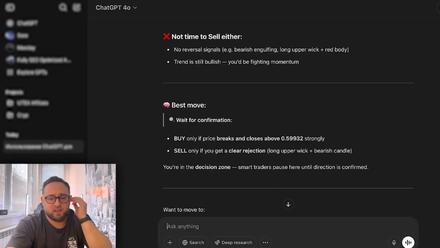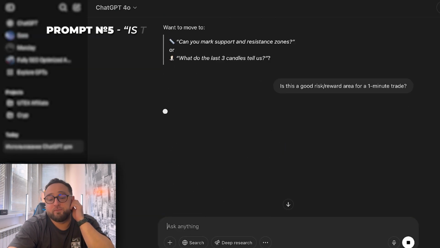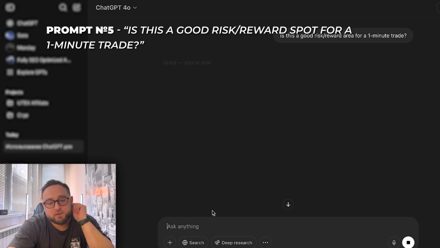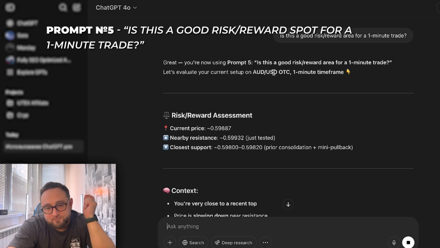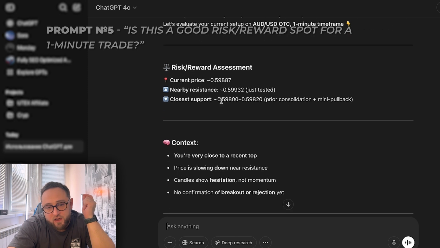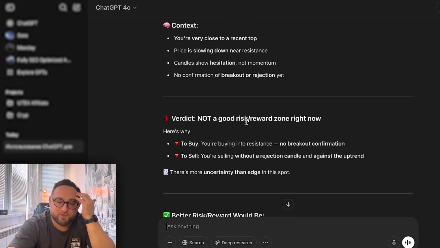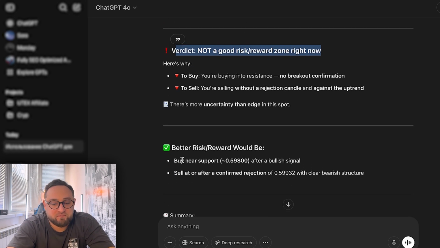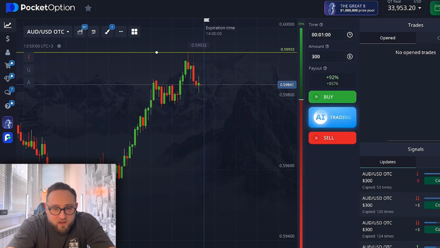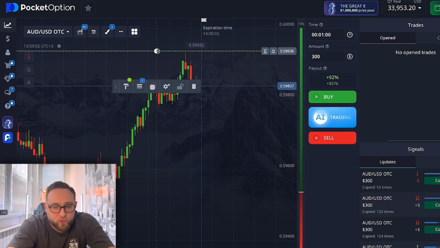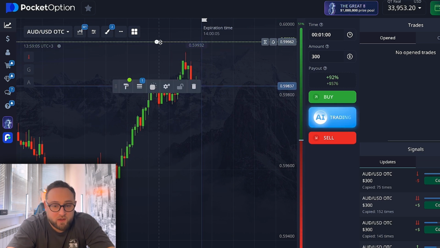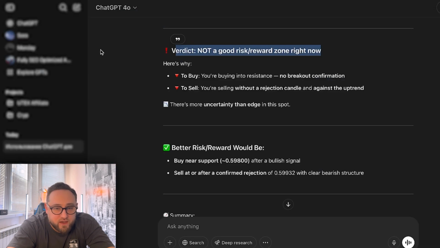Let's ask ChatGPT if there's any risk staying with this pair. That's prompt number 5. Okay, it's not a good risk-reward zone right now. Fair point. Let's adjust the zone upward, as it recommends. And we will wait for a stronger bullish signal, as it also recommends.